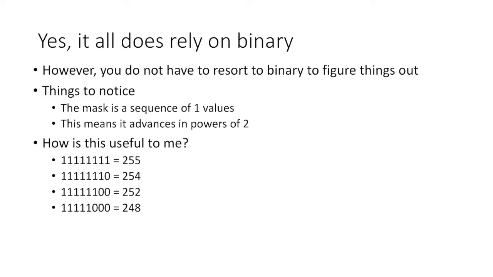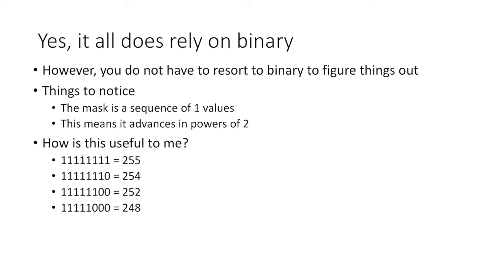Well, here's some examples. We know that all 1s in an octet, if you add up all the values of the decimal representation, it comes to 255. If you take away just the last single solitary 1, replace it with a 0, add up all the values, that's 254. With 2 zeros you get 252, and with 3 zeros you get 248.